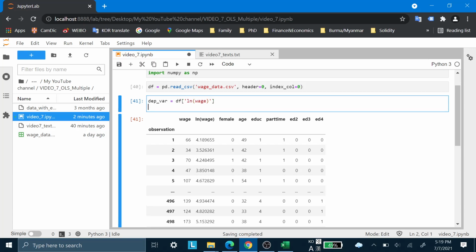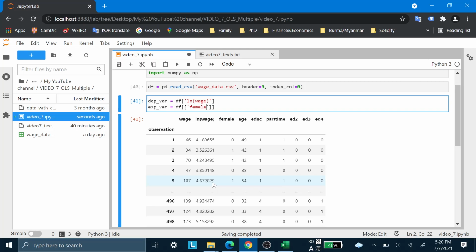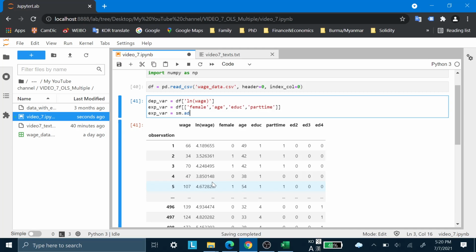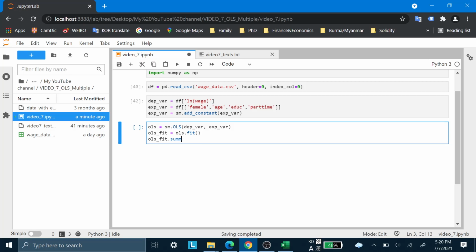regression. Okay, the dependent variable and explanatory variables. Before, in single regressions, you read only one column, but now you are going to read multiple columns. That's the only difference. So female, age, education, EDUC, and part time. Good. I need to add the constant to that explanatory variable, and then now I can do OLS. The OLS is the dependent variable regressed on the explanatory variables. I call it OLS fit, which is OLS.fit, and OLS.fit.summary.